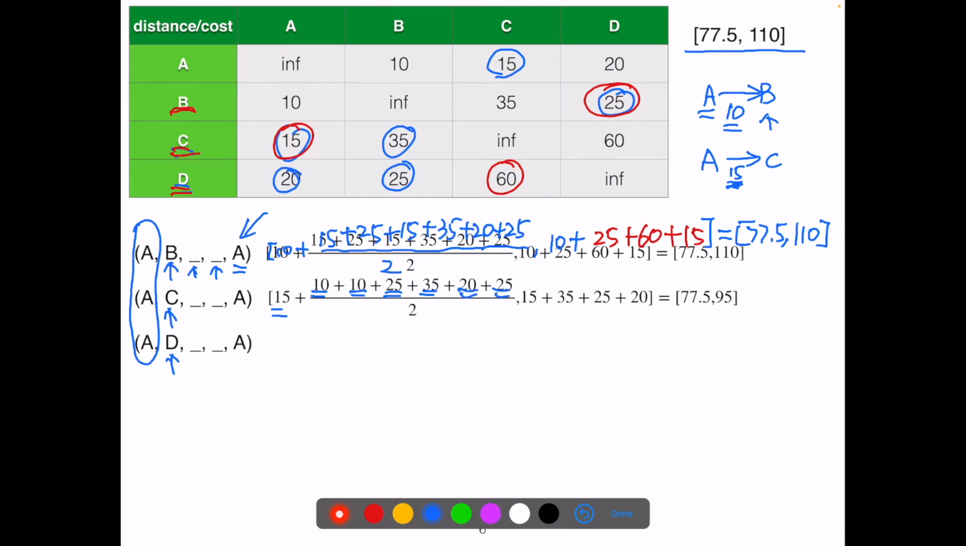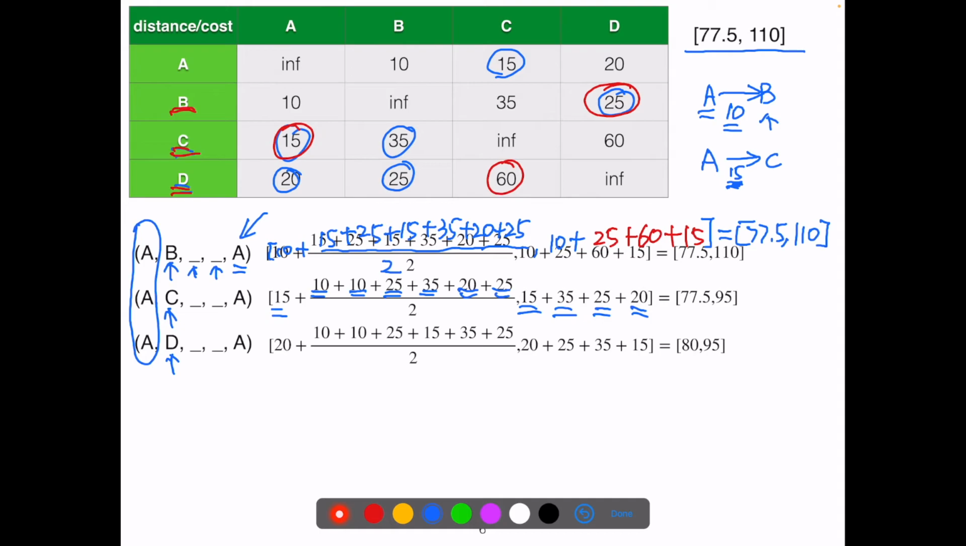For the upper bound, we use the same greedy heuristic. AC, the cost so far is 15, and from C, we choose the next minimum, that'll be B, and the cost between C and B is 35. And from B, we only have one option, that's D, so the distance between B and D is 25. And then from D, we go back to A, the distance between A and D is 20. So for this partial solution, the lower and upper bounds are 77.5 and 95.